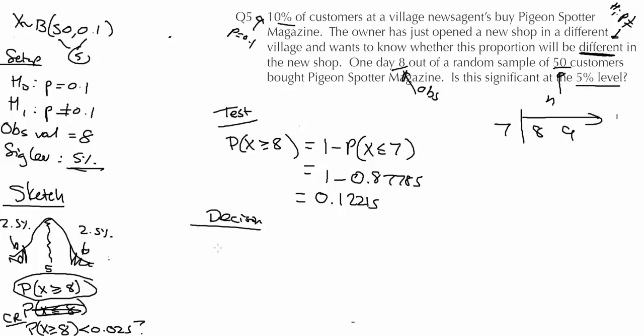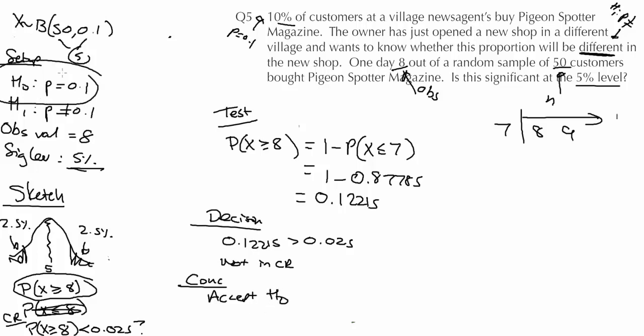Decision: it's too big. 0.12215 is bigger than 0.025, so it's not in the critical region. Conclusion, or whatever you want to call it: we are going to accept H0. So we're saying, hey, this wasn't too crazy.